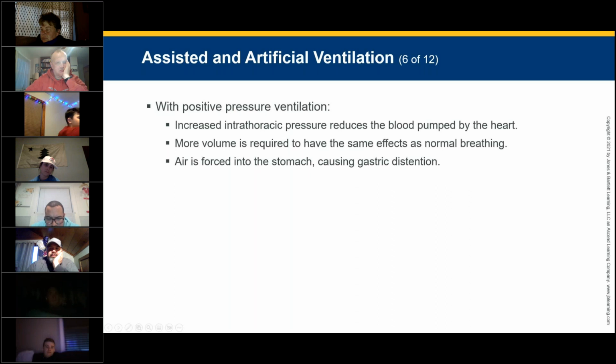Ventilation rates for apneic patients with a pulse. In an adult, you're looking for 1 breath every 6 seconds. For a child, you're looking for 1 breath every 2 to 3 seconds. And for an infant, you're looking for 1 breath every 2 to 3 seconds.